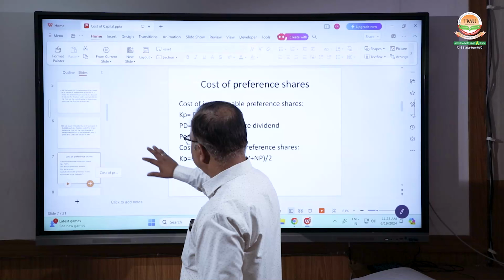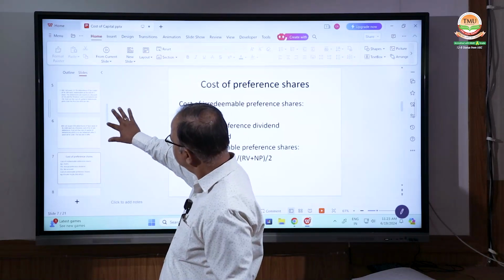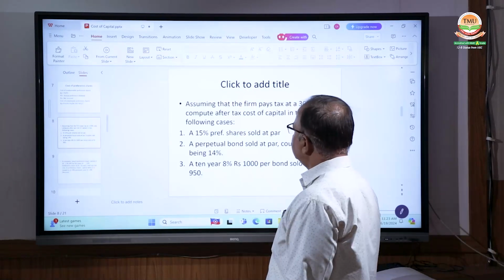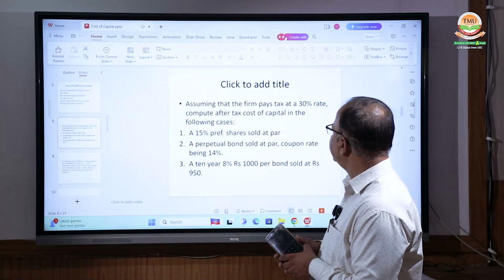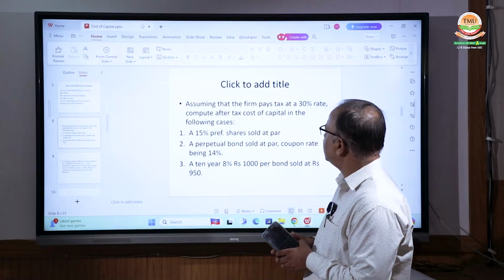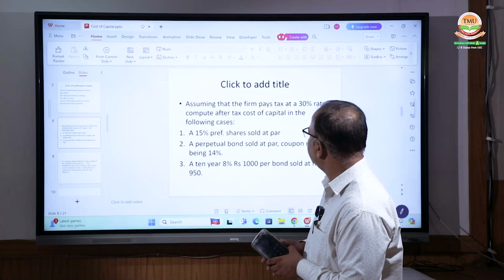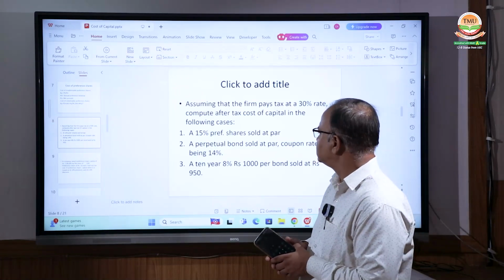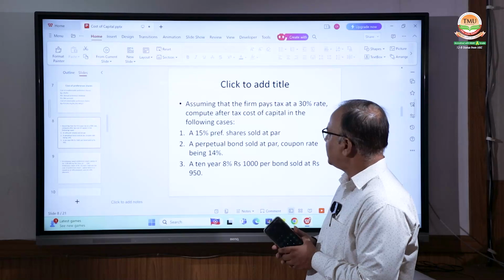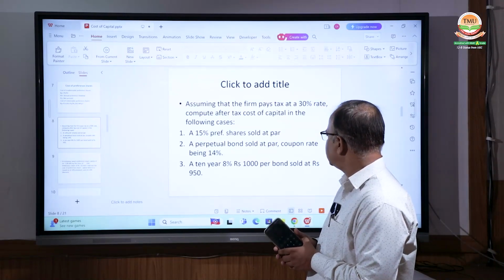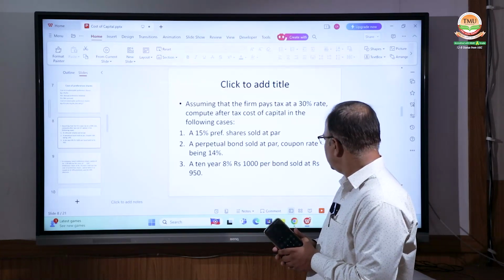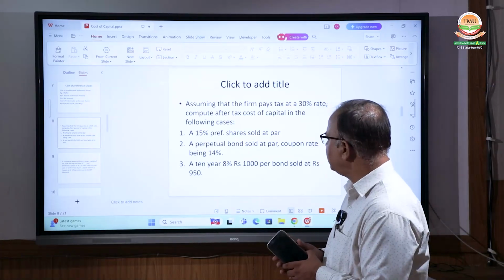Now let's come to the problems. These are the problems. Problem number 1. Assuming that the firm pays tax at a 30% rate, compute after tax cost of capital in the following cases: preference shares sold at par, perpetual bond sold at par, 10-year 8% 1000 bond sold at rupees 950.